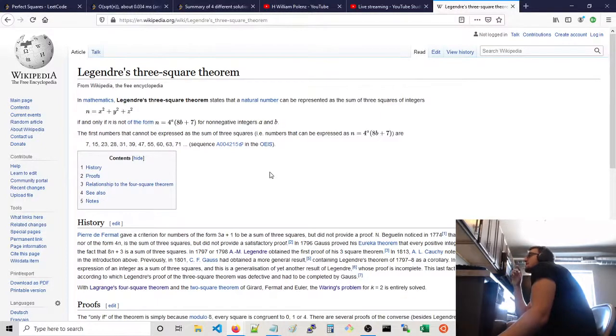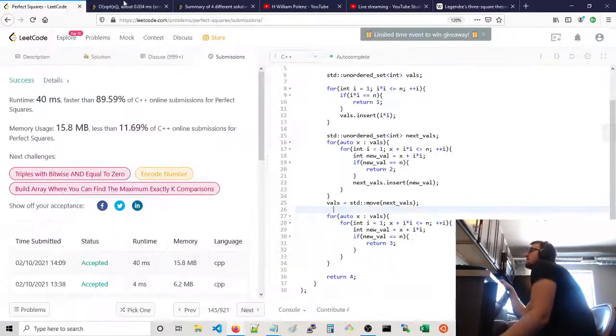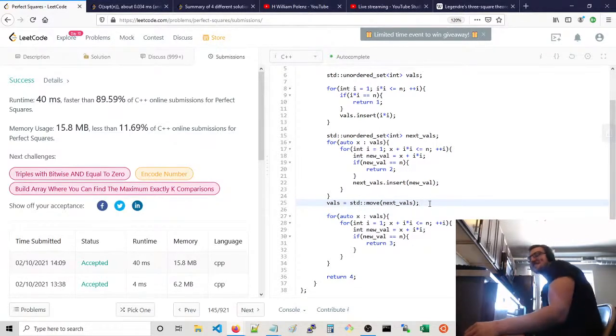Okay. First numbers that cannot be expressed as the sum of 3 squares are... so all the numbers that are the 3 squares are... this is kind of interesting.